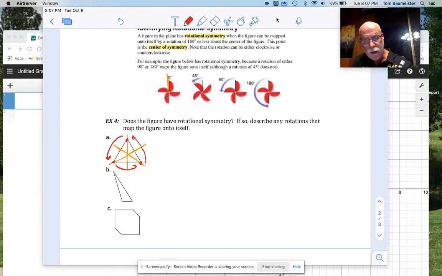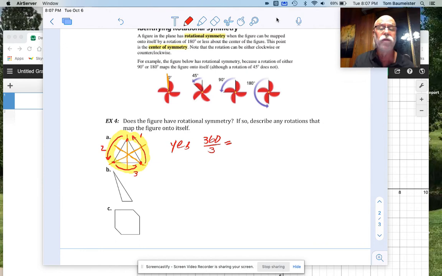So if you think about it there, ladies and gentlemen, what did I just make there? I kind of made a circle. And how many arrows did I just show you? I just showed you 1, 2, 3. So an easy way to think about it is, yes, it does have rotational symmetry. We know that a circle is 360 degrees, and I just showed you 3 arrows. So 360 divided by 3 will give you 120 degrees rotational symmetry.